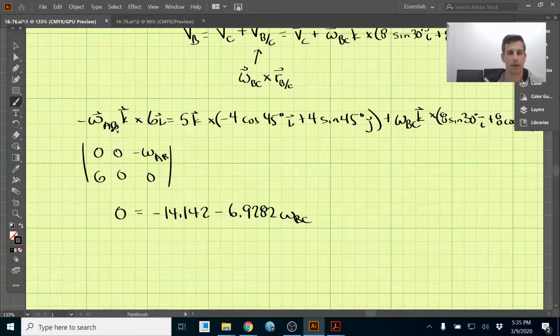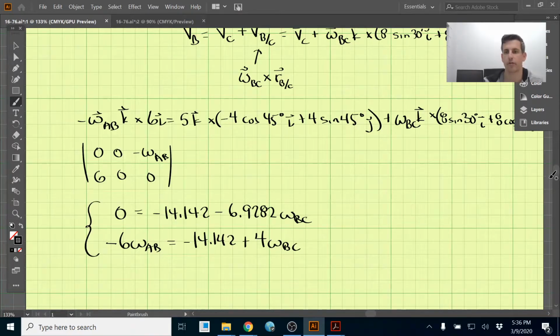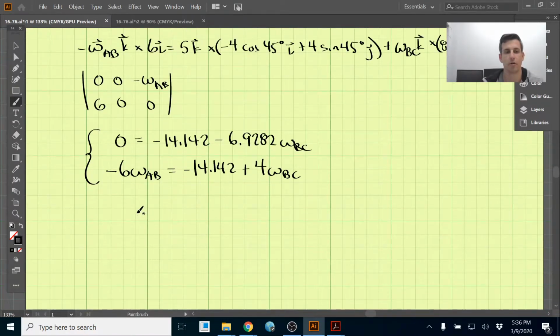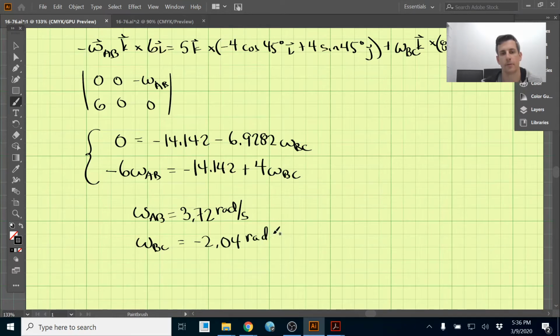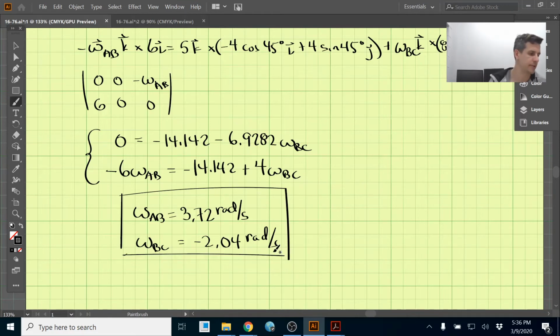Okay, and then in the j direction, we get negative 6 omega AB equals negative 14.142 plus 4 omega BC. So these two equations are critical to solve for omega AB. So omega AB then comes out to be 3.72 radians per second, and omega BC is negative 2.04 radians per second. And that is the solution to 1676.